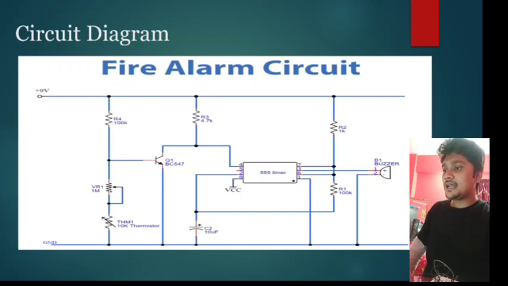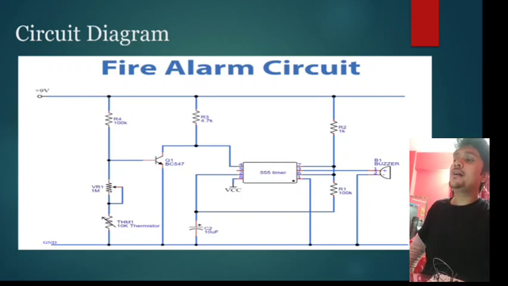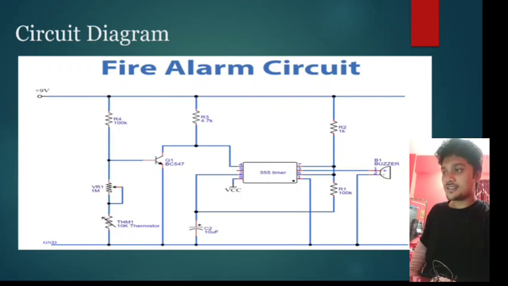Now we can see that in the 555 timer, the fourth pin is connected to a terminal where the 4.7k resistor is, and that is connected to the emitter of the transistor. The collector of the transistor is grounded, and the base of the transistor is connected to the terminal where there are 100k resistors, a thermistor, and a variable resistor, all in series. So that is how the circuit actually looks. This is how we have built the circuit.